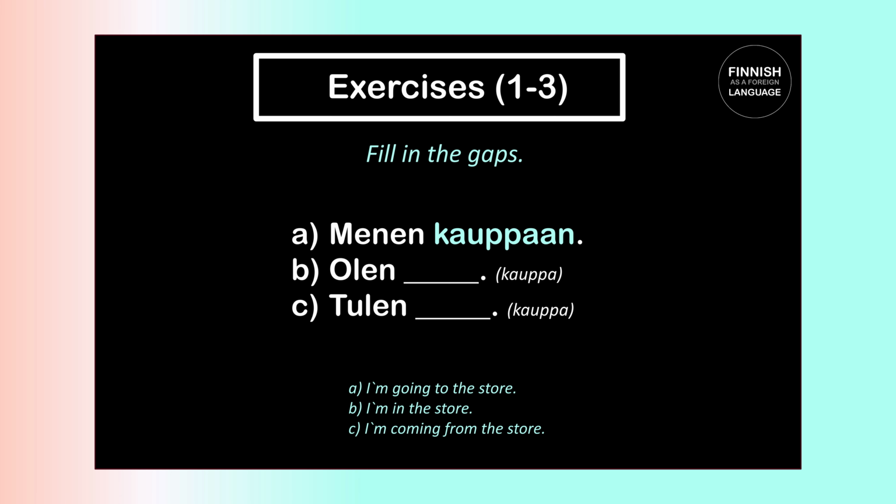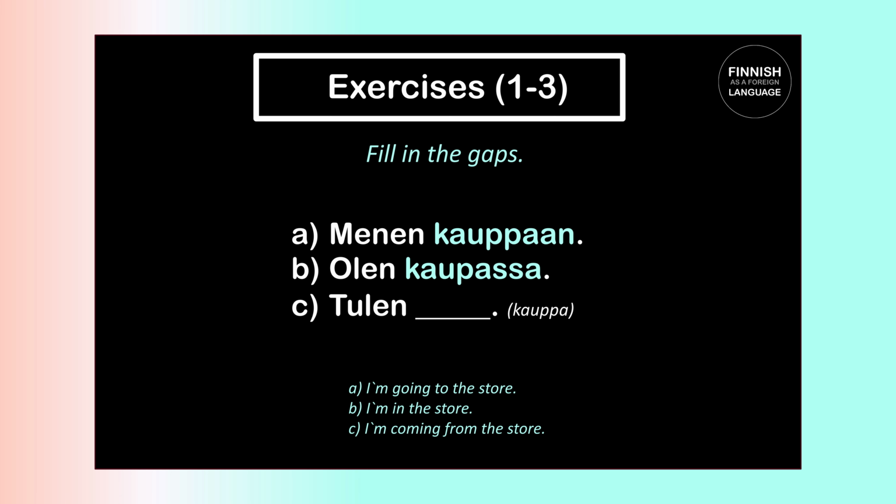Next one, we want to say I'm in the store. Olen. What do we have to fill in? That's right, it's kaupassa. Kaupassa, here we need the inessive case. Olen kaupassa or minä olen kaupassa. I'm in the store.